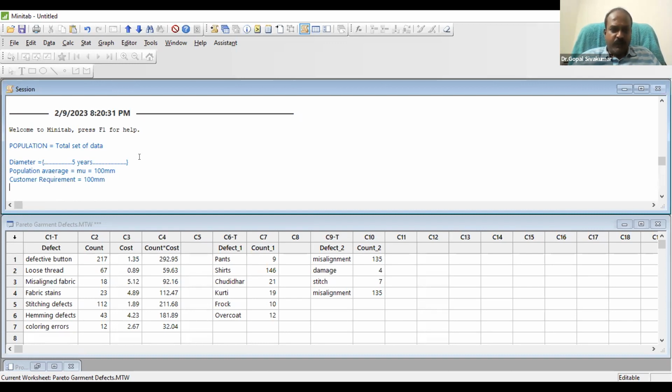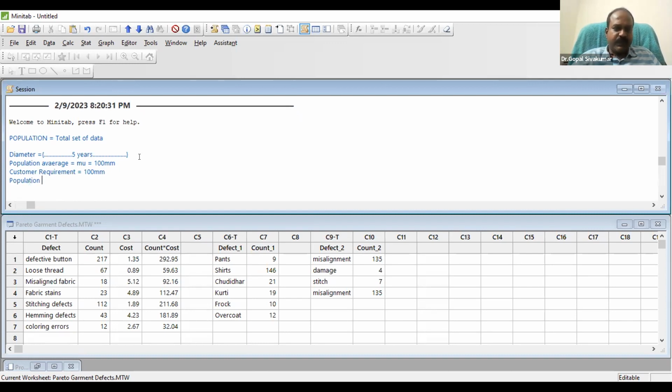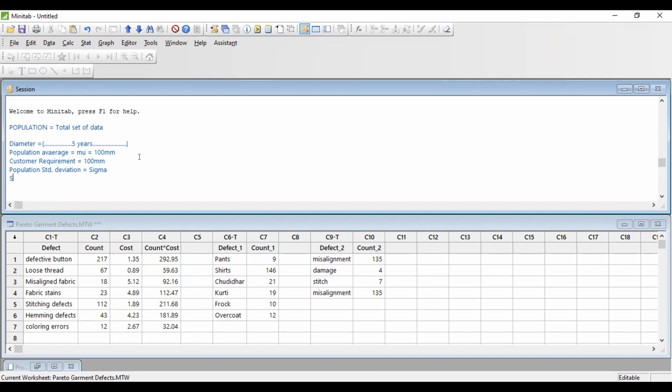And now for the population data, there will be a population standard deviation. Am I correct? Yes. This population standard deviation will be denoted by the symbol called sigma. I'll show you all the symbols also on the whiteboard. So now all of you have understood the population. What is the symbol for the population average? Mu. Symbol for population standard deviation? Sigma. So let me say the sigma is equal to 0.2 mm.